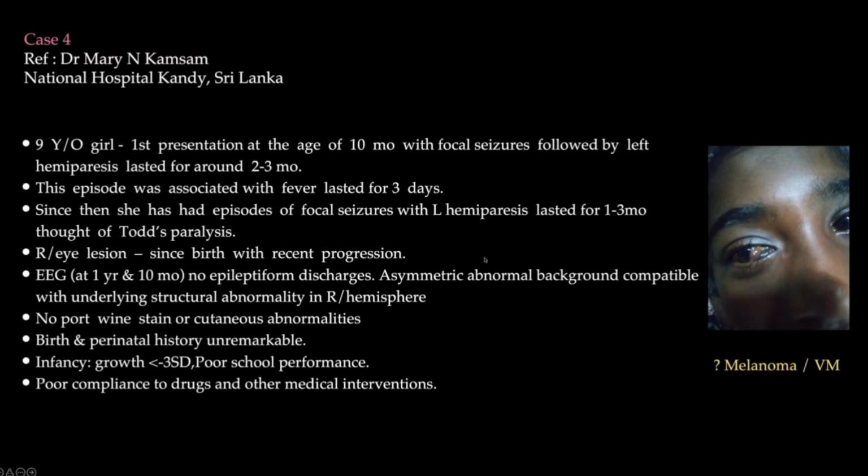EEG at 10 months had an asymmetrical abnormal background compatible with an underlying structural abnormality in the right hemisphere. There were no cutaneous abnormalities. Birth and parental history was unremarkable. At infancy, the growth was less than 3 standard deviations, with poor school performance now, and poor compliance to drugs and other medical interventions. If Dr. Mary is there and would like to add. Shall we proceed with the imaging? Yeah, so just to add, they tried to biopsy the eye lesion, but unfortunately the tissue sample was not sufficient, so we could not get a biopsy of the eye lesion.